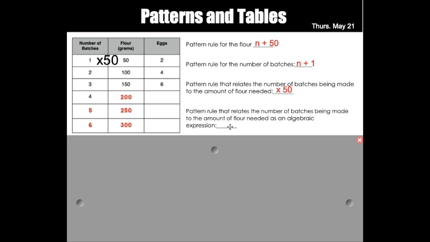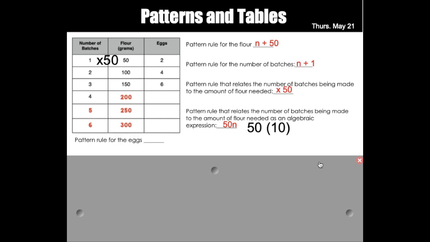How would I write that as an algebraic expression? 50n. That would help me find out if I wanted to make 10 batches of cookies because I need a lot of cookies. I would replace the n with 10, so I would have 50 times 10. I would need 500 grams of flour. Quite a bit of flour, but it's doable.